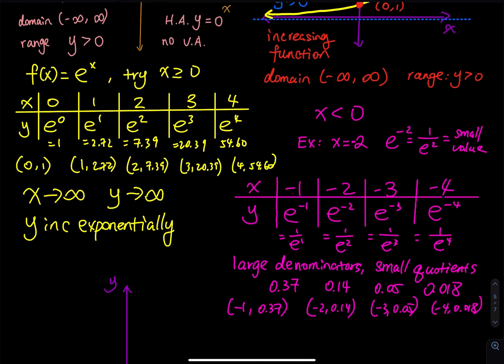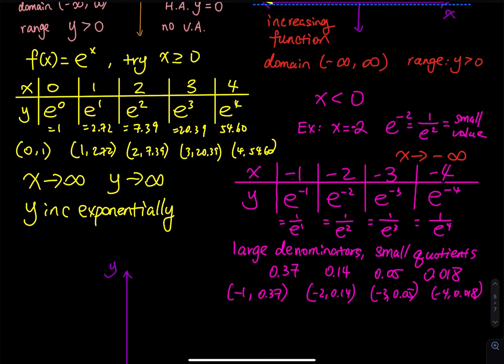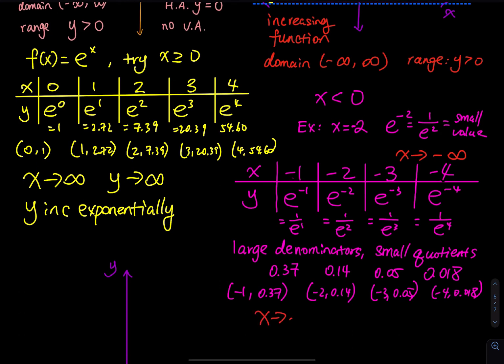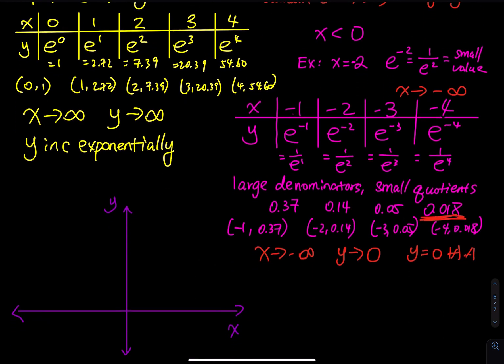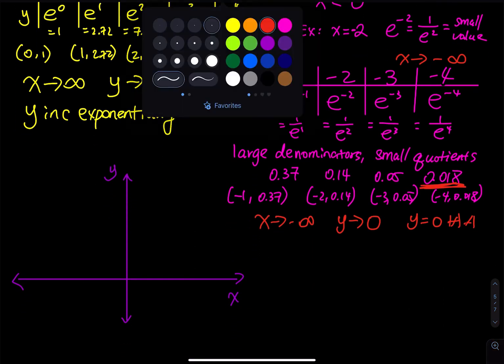When you check the table values negative 1, negative 2, negative 3, negative 4, as x approaches negative infinity, you can see that y is getting so small, right? So y approaches 0. Therefore, y equals 0 is your horizontal asymptote. As you look all the way to the left-hand side of the graph, the curve is getting closer and closer to the x-axis, which is y equals 0. So overall, this is what the graph looks like.